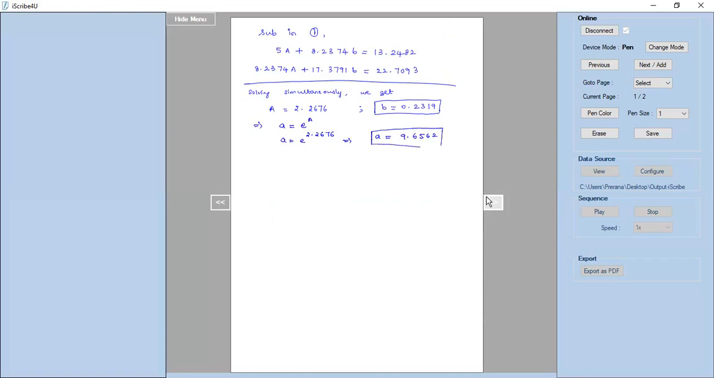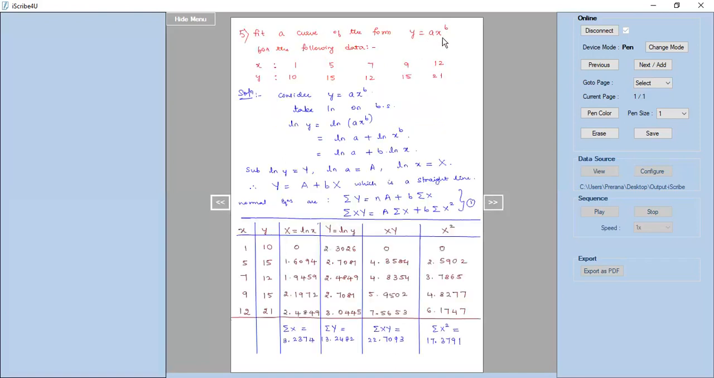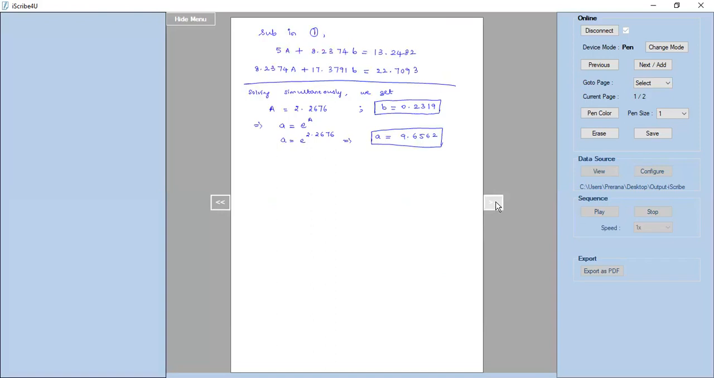Now, what was the purpose of finding small a and small b? We will substitute small a and small b into the given curve y is equal to ax power b, which will give us the curve of best fit. So therefore, the curve of best fit is y is equal to a value into x power b, that is y is equal to 9.6562 x power 0.2319.